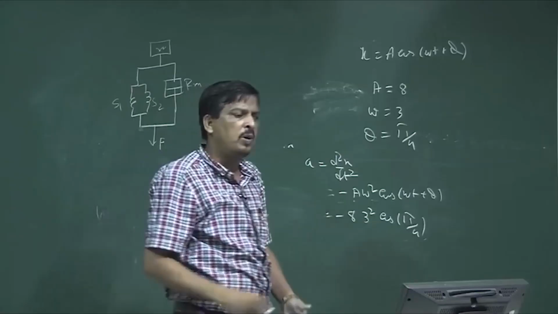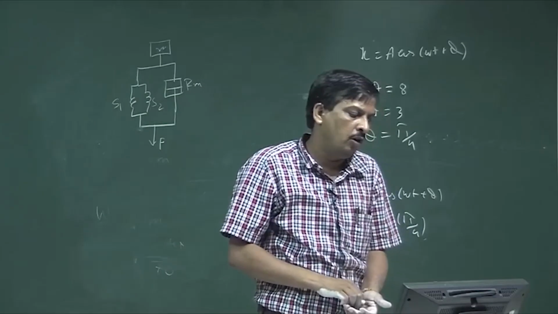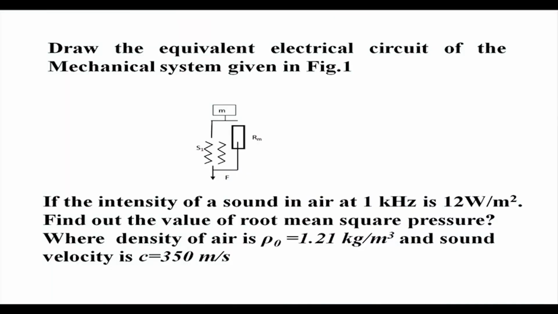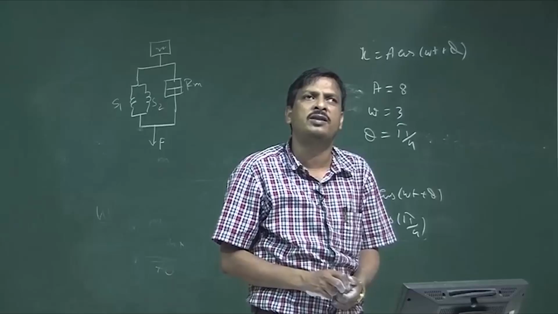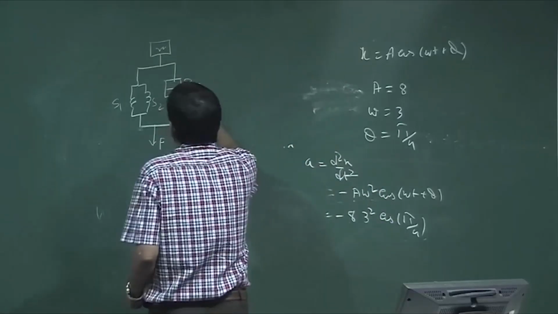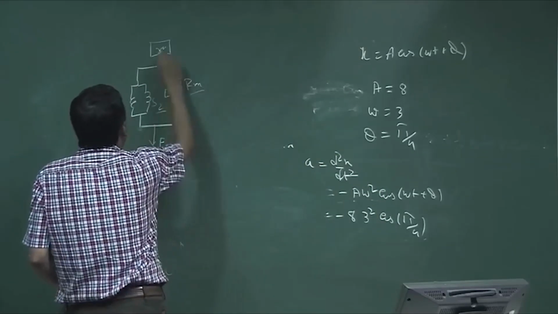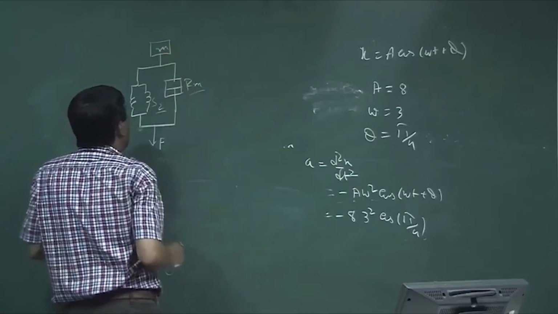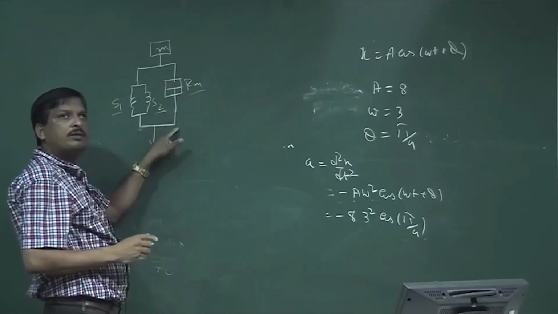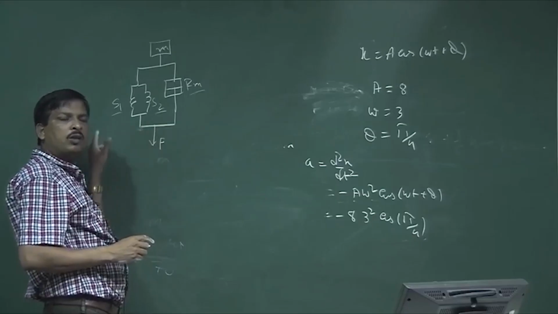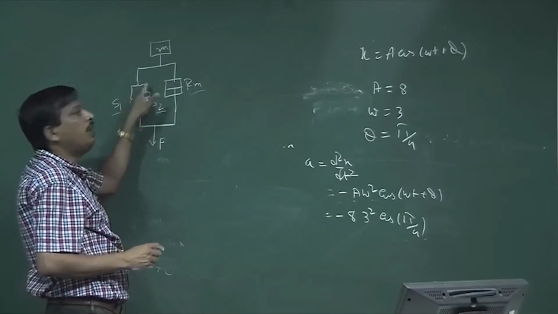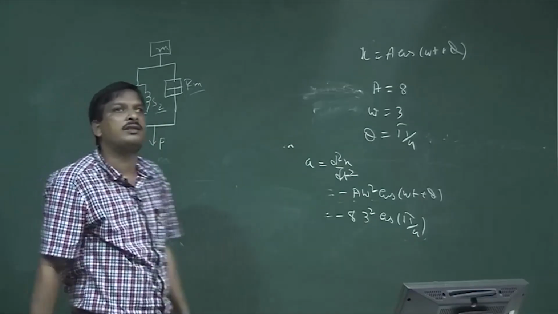Draw the equivalent electrical circuits of the mechanical system given in figure 1 and find out the impedance, and find out the mechanical resonance frequency of these circuits. So, suppose Rm, S1, S2 values I have given and the M value I have given, then can you calculate the Zm? You have to calculate the omega 0, you have to draw the equivalent electrical circuits.